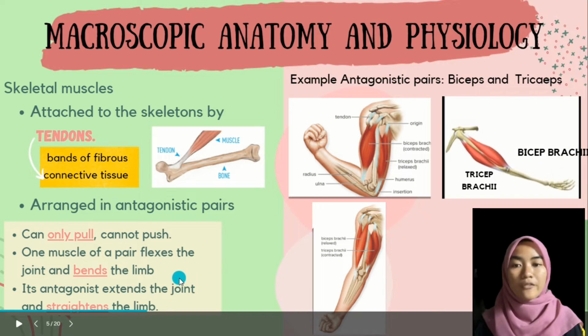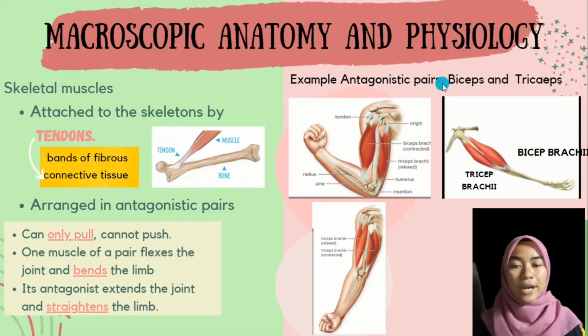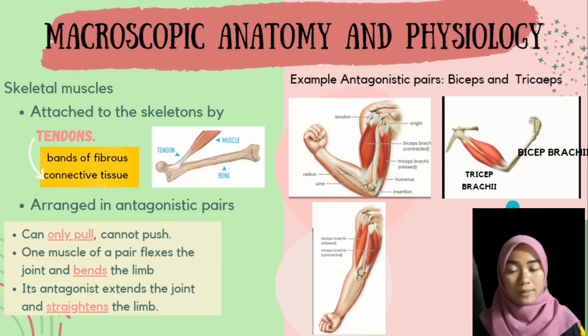When one muscle of a pair flexes the joint and bends the limb, its antagonist extends the joint and straightens the limb. An example of an antagonistic pair is the bicep and tricep. Basically, when the bicep is contracted, the tricep will relax, and vice versa. If the bicep is relaxed, then the tricep will contract.